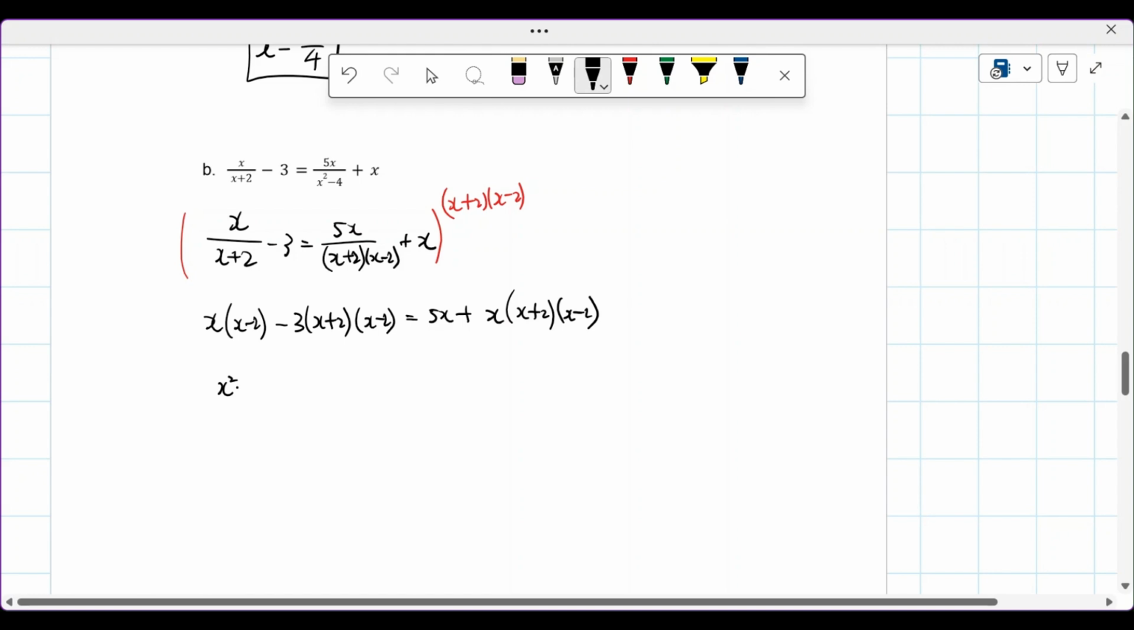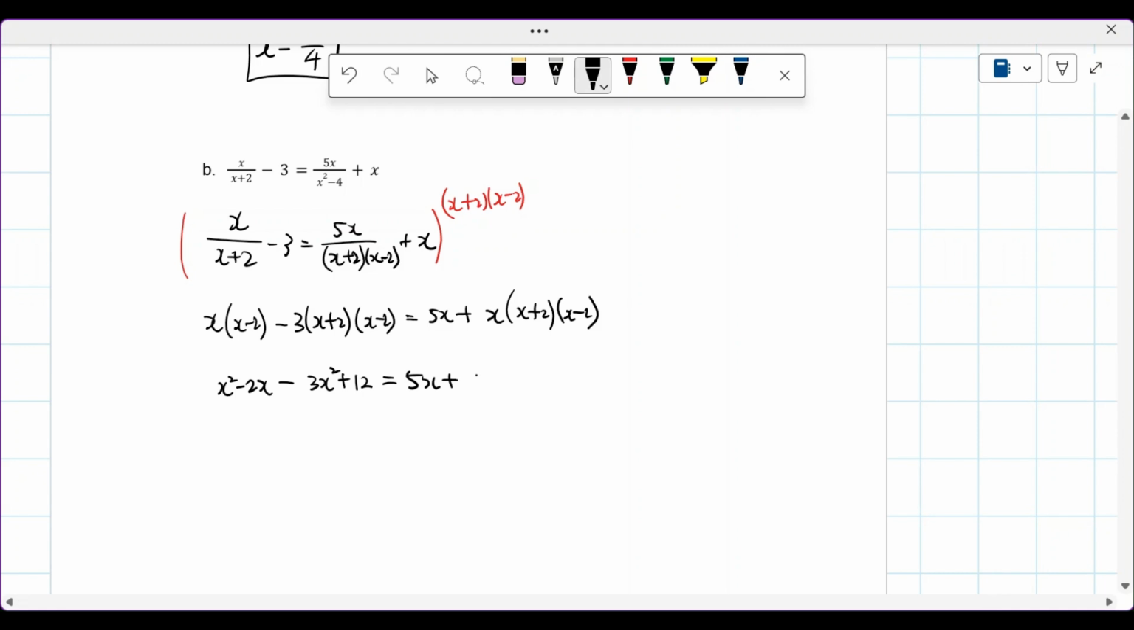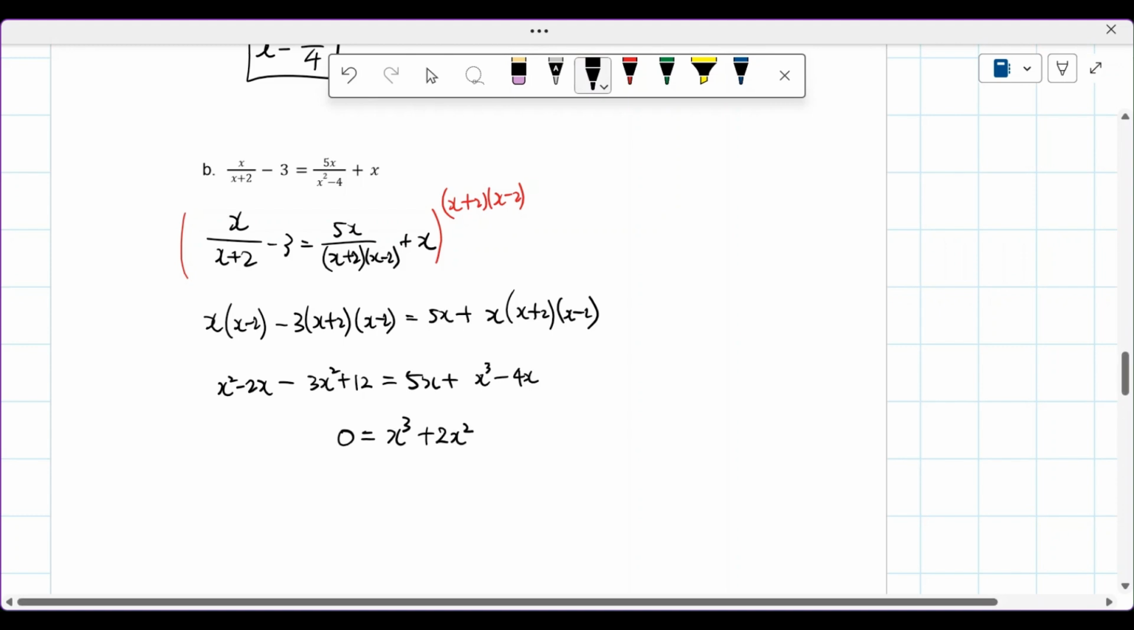So it's going to be x squared minus 2x minus 3x squared plus 12, equals 5x plus x times x squared minus 4, so minus 4x. Sorry, x cubed minus 4x. Let's collect like terms. x cubed plus 2x squared, and then plus 3x, and then minus 12.